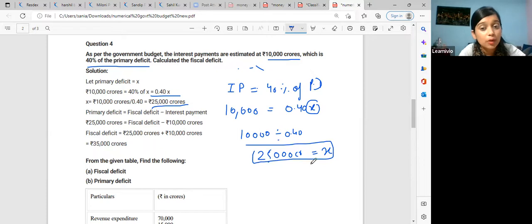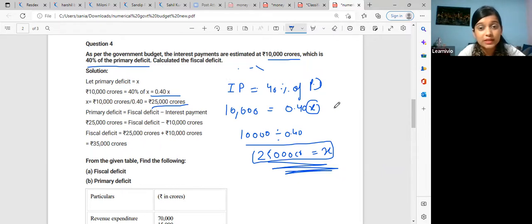That means this is your primary deficit. Everyone getting it? Yes or no? Just don't feel like, oh my god, others are getting it. If I say no, then it will be a blunder. No. If you're not getting it, I am here to explain it again, because in the exam hall, when this question comes, I don't want any of you to feel confused. You should be confident. Just let me know.